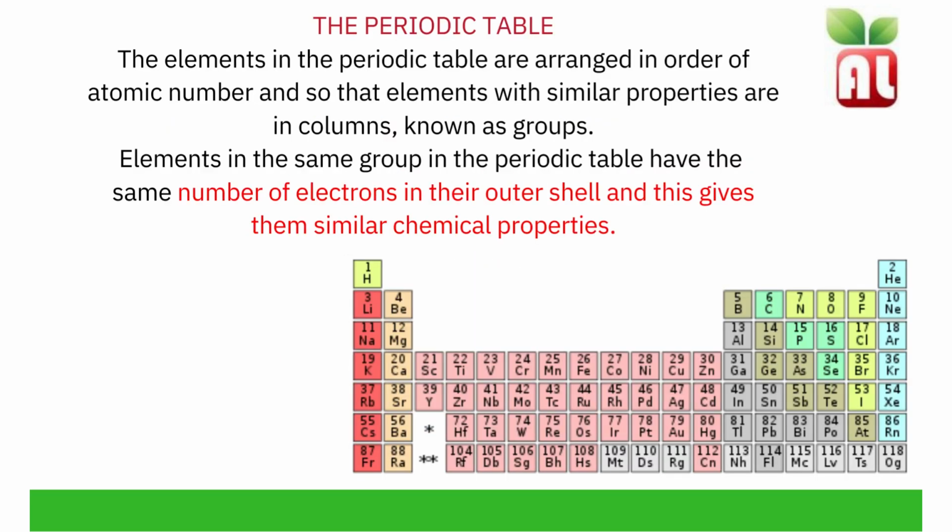Periodic table. The elements in the periodic table are arranged in order of atomic number, or proton number, and so the elements with similar properties are in columns known as groups. Elements in the same group in the periodic table have the same number of electrons in their outer shell, and this gives them similar chemical properties. Chemical properties are how the elements react.